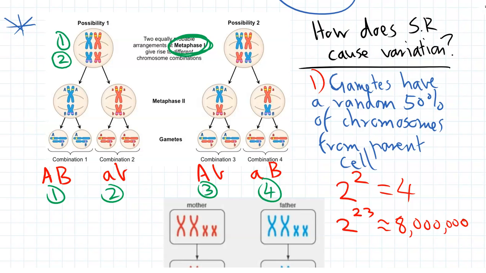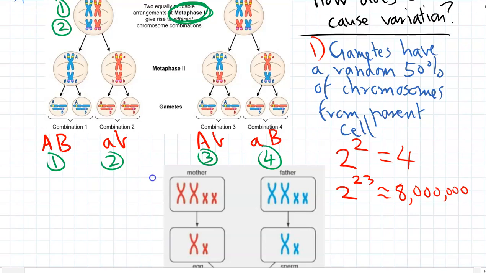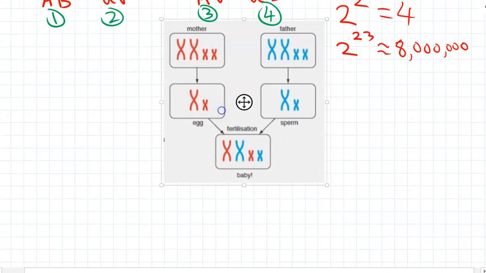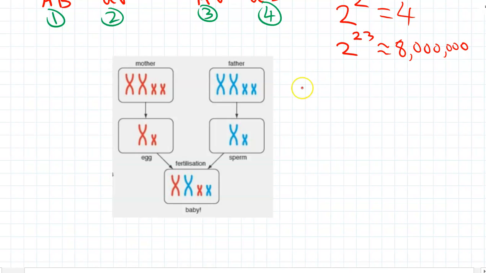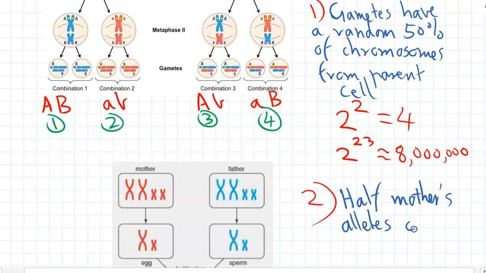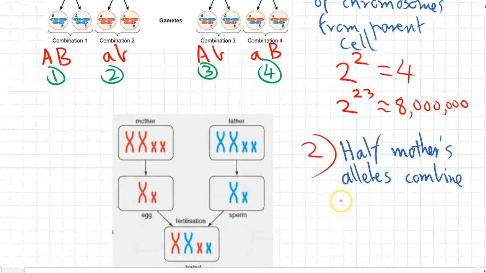So that's the first way variation can happen. That at the very start of making gametes, humans can make at least 8 million different gametes that can then go on and combine. And that is the second point. So the other way that variation happens is once those gametes have been made, then they combine with another gamete from another person, which makes a brand new person that has a different combination of alleles again. So we can say that half the mother's genes, or alleles, combine with half the father's.